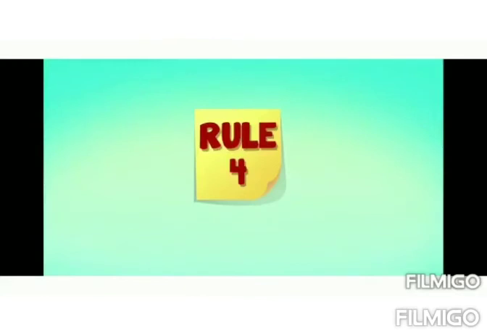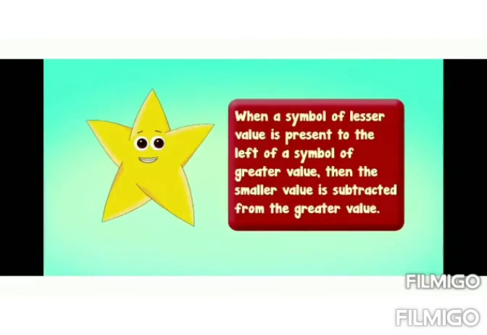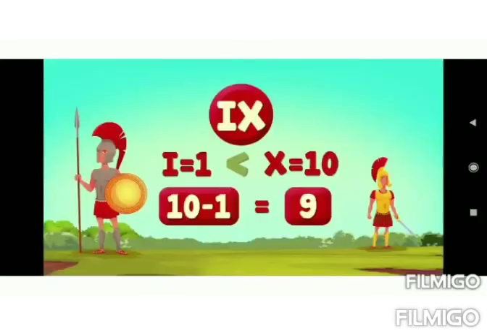The rule number 4 is when a symbol of lesser value is present to the left of a symbol of greater value, then the smaller value is subtracted from the greater value. For example, in IX, I equals 1, which is smaller than X, equals 10, and is to the left of X. Hence, I should be subtracted from X. 10 minus 1 equals 9. Hence, IX is equal to 9, or 9 is written as IX.